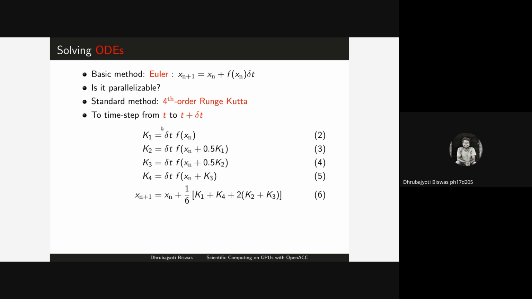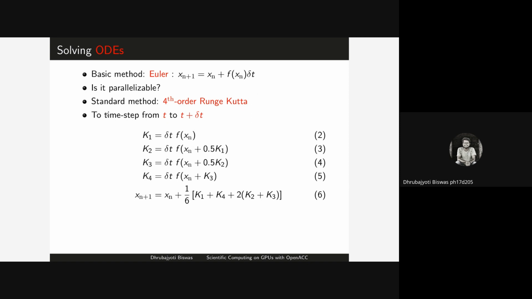Now you can see what these k1, k2, k3 and k4 have. It has the delta t times the function evaluated at xn. So again, do you think this process is in any way parallelizable? It is not, right? Because to calculate k2, you need k1. To calculate k3, you need k2. And to calculate k4, you need k3.